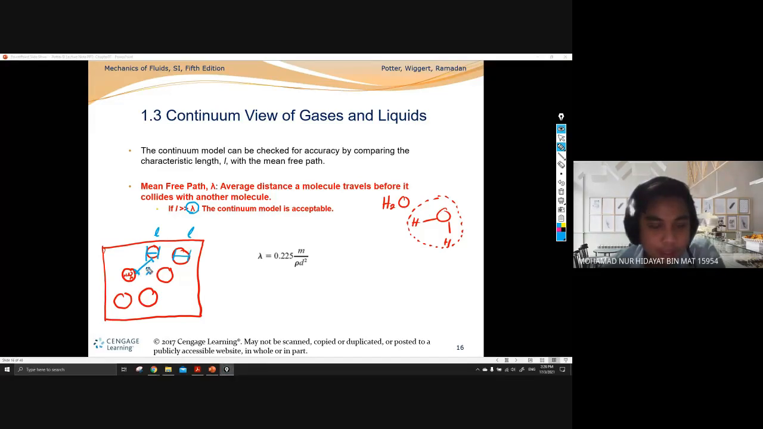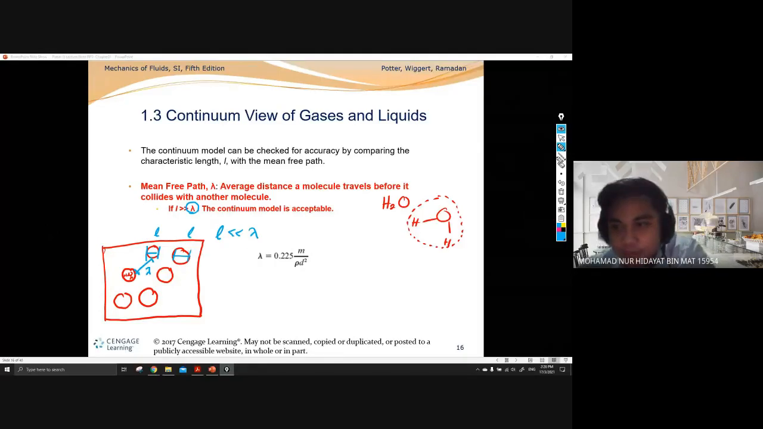From here you can see, if L is very small compared to lambda, this is not considered as continuum. Otherwise, we look at a different thing. This is the case when it is continuum.